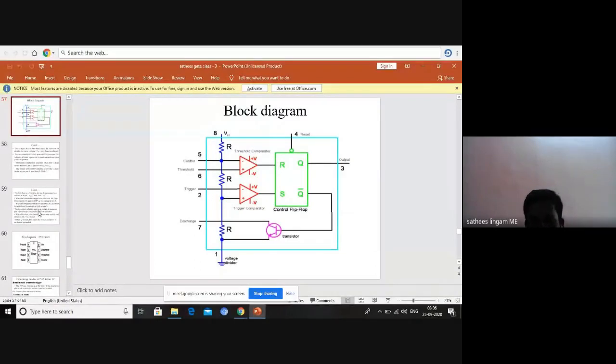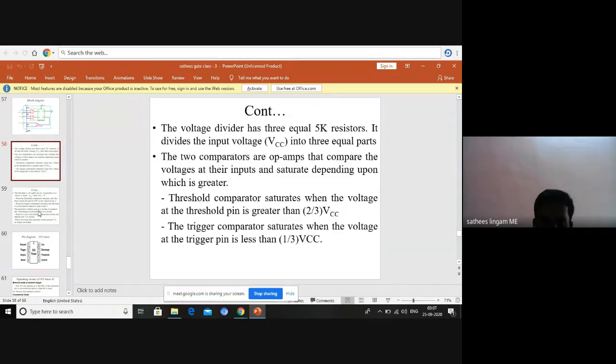So from the flip flop, reset pin 4, the output is taken as pin 3. This is the internal block diagram of the 555 timer. One flip flop is used, then two comparators: one is the threshold comparator, another is the trigger comparator. Then a transistor is used for discharging. The voltage divider has three equal 5 kilo ohm resistors.